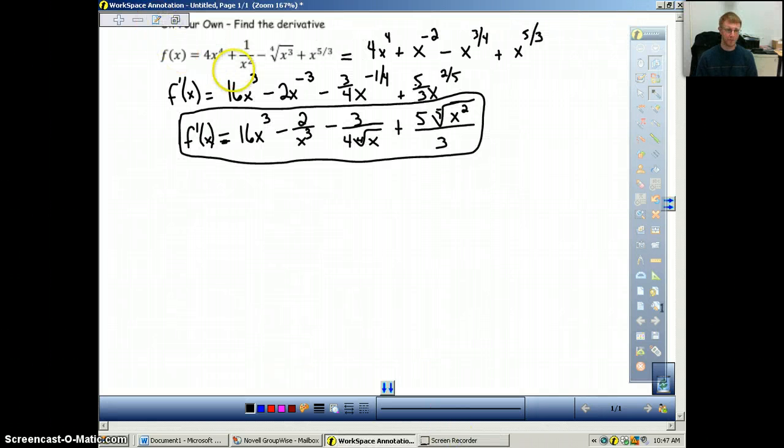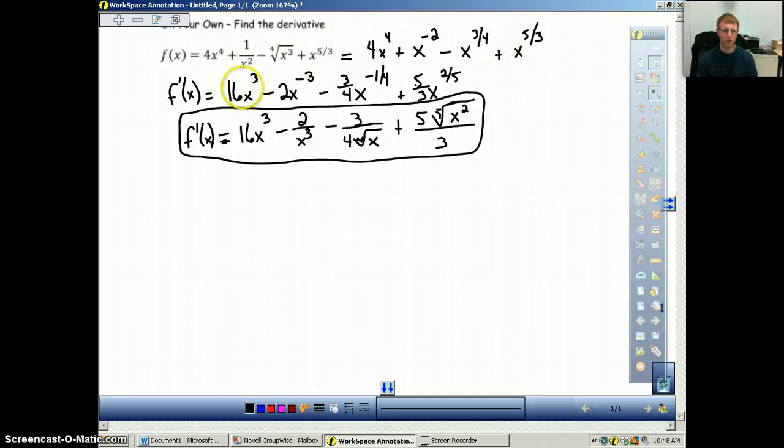So when you did this problem, again, always rewrite it first so we can get it in terms of power, so that way we can use the power rule. So this one stayed the same. We changed 1 over x squared to x to the negative 2. We changed the root to x to the 3/4 because it was the 4th root of x to the 3rd. And then the last one stayed the same.